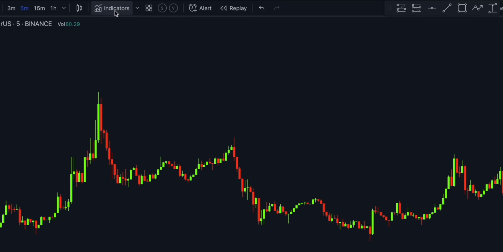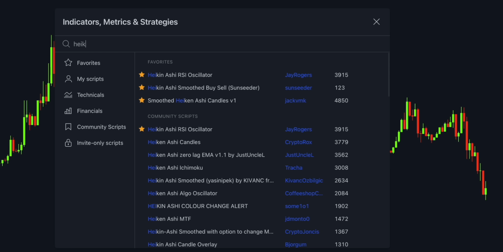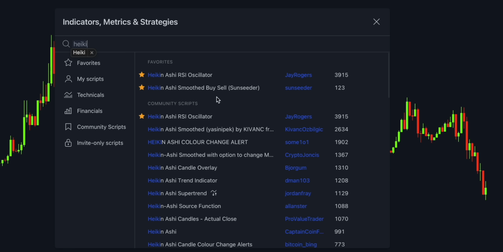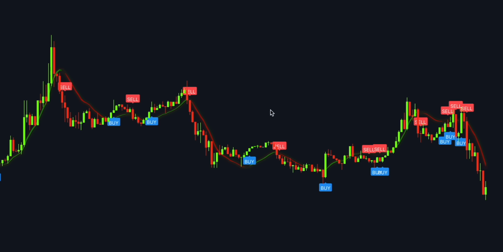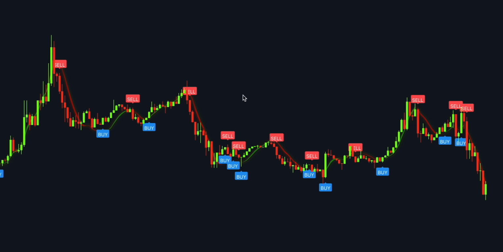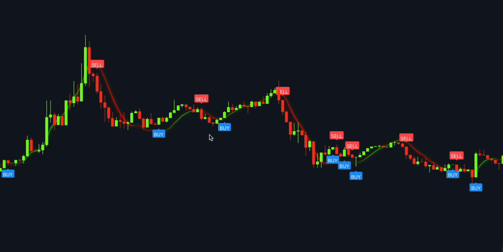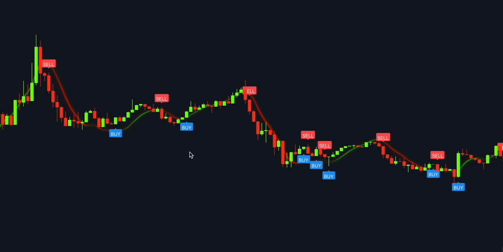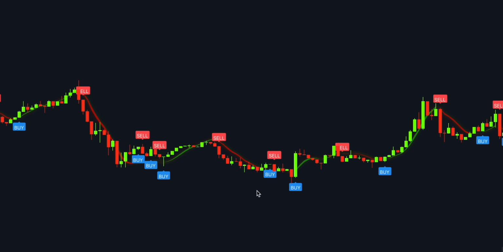The way you can add this indicator to your chart is by clicking on the Indicators tab and searching for Heiken Ashi Smoother Buy and Sell by Sunseeder. The following step would be to access its settings and change the EMA length from 55 to 30. By adjusting the EMA, we made the indicator faster. It reacts quicker to price changes and ensures you get out of the losing trade as soon as possible.